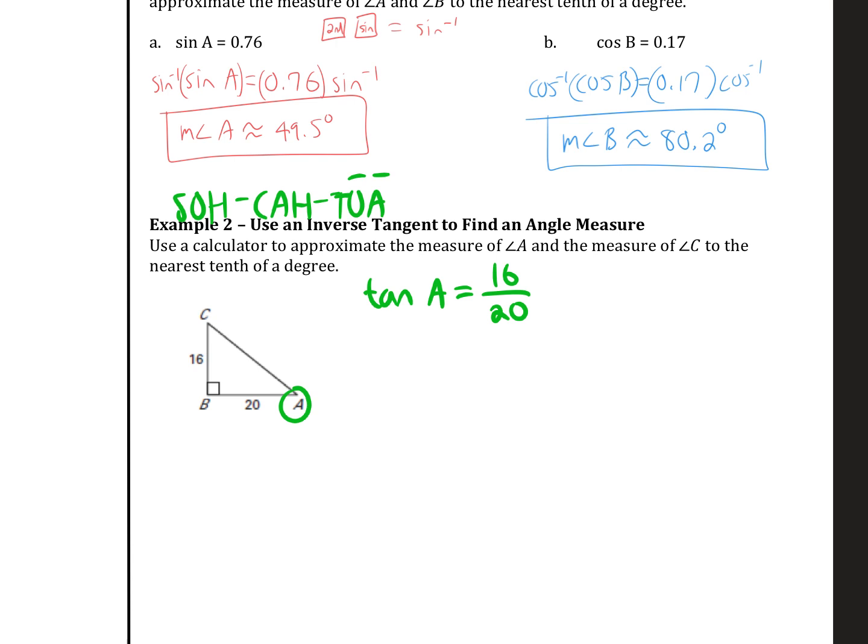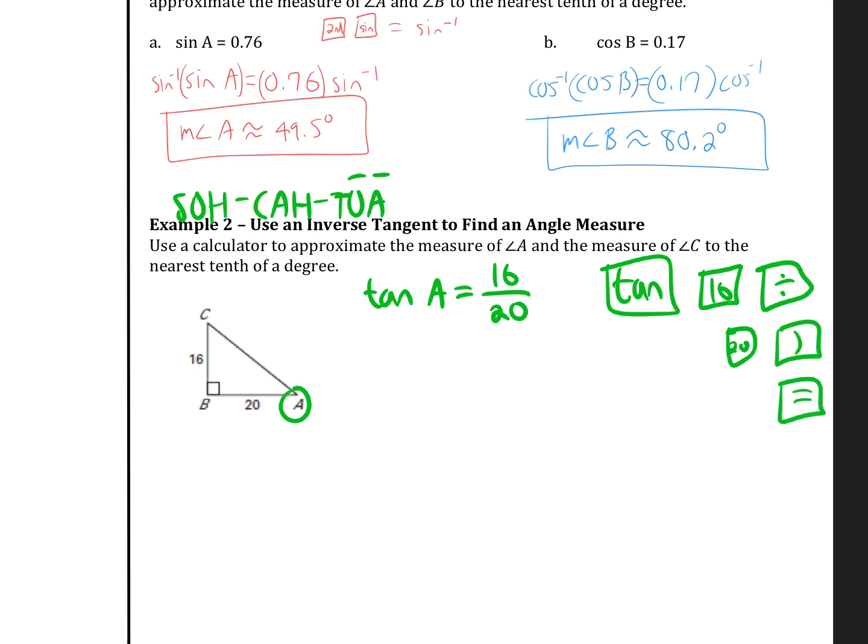I would leave it at 16 over 20 and just plug that into your calculator. What I would do is I would press the tan button, then write 16, the division symbol, and then 20, and then close parentheses, and then hit equals, okay? That's how I would plug it into my calculator. So if we do inverse tangent to both sides, we're going to get measure of angle A is approximately 38.7 degrees.